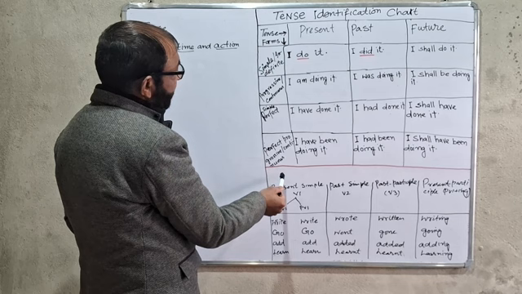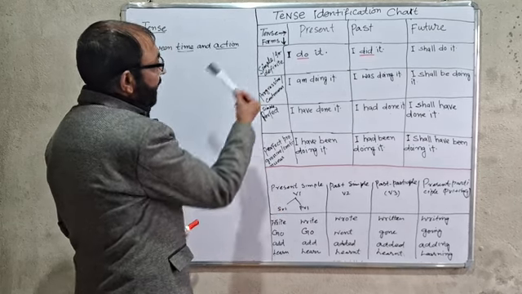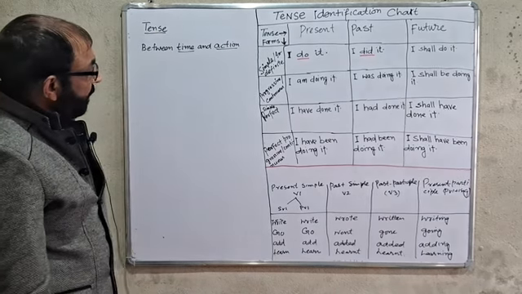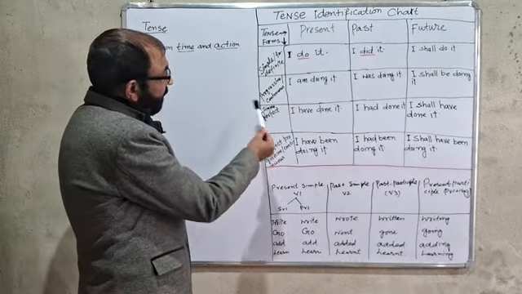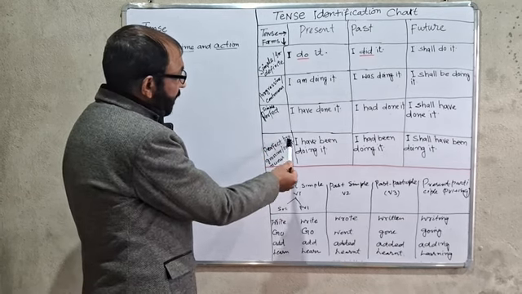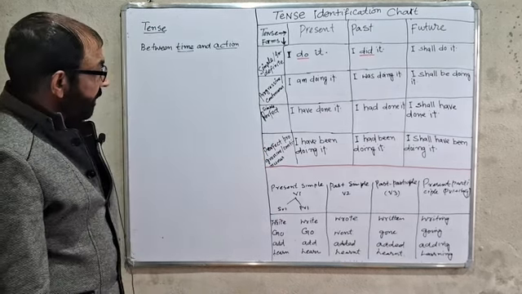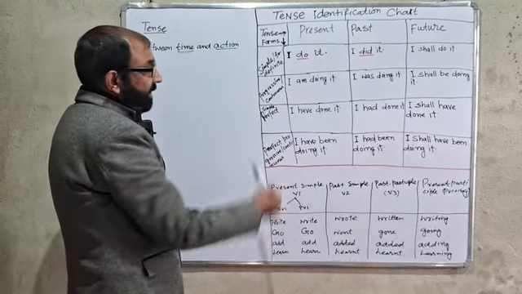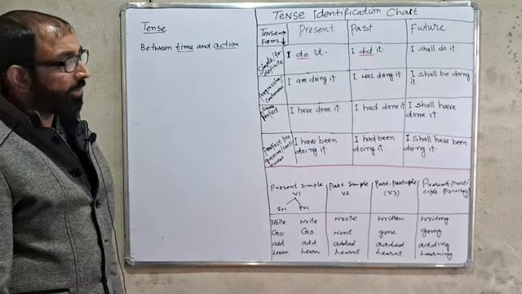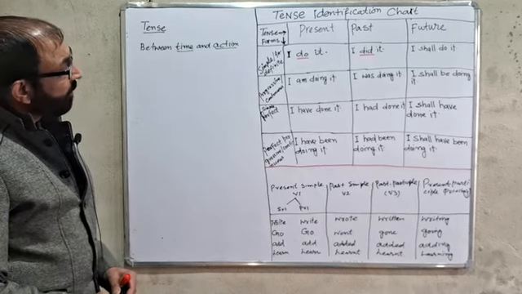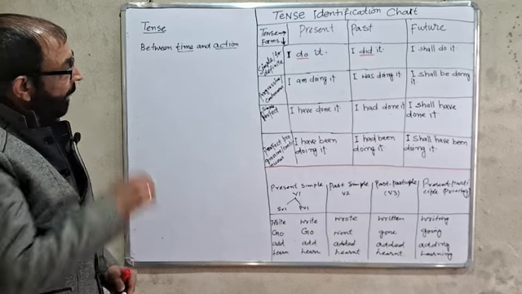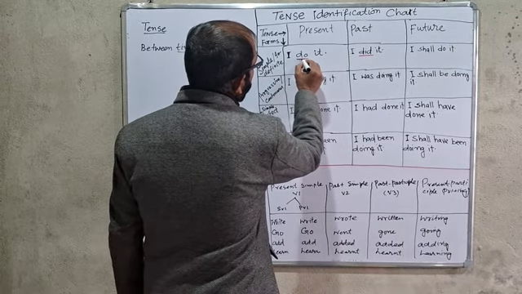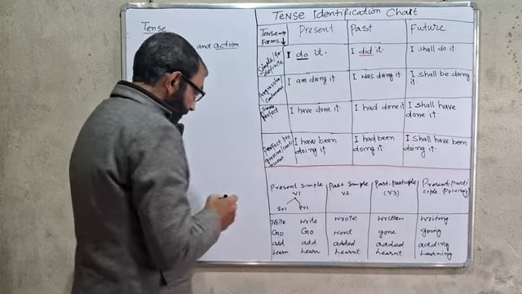These are the forms of tenses: simple form or indefinite form. Second, progressive form or continuous form. Third, simple perfect form. Fourth, perfect progressive or perfect continuous form. Four forms and three tenses. 4 into 3 is equal to 12. So in all we have 12 forms of tenses, and the main element is the verb. Verb is the main element.